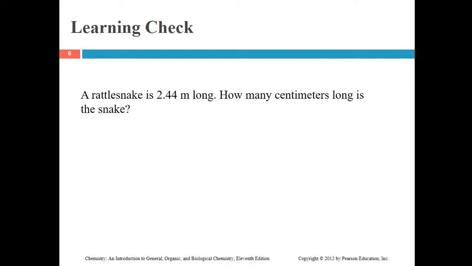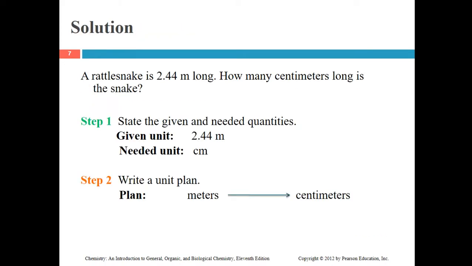All right, so a rattlesnake is 2.44 meters long. How many centimeters long is this snake? Well, we know what we start with. We start with 2.44 meters, and we know we have to use our conversions to get to centimeters. And if you don't know that there are 100 cents in a dollar, i.e. 100 centimeters in a meter, then look on your conversion chart and you'll find that. So the only question is do we say 100 centimeters over 1 meter or 1 meter over 100 centimeters? Well, let's see.